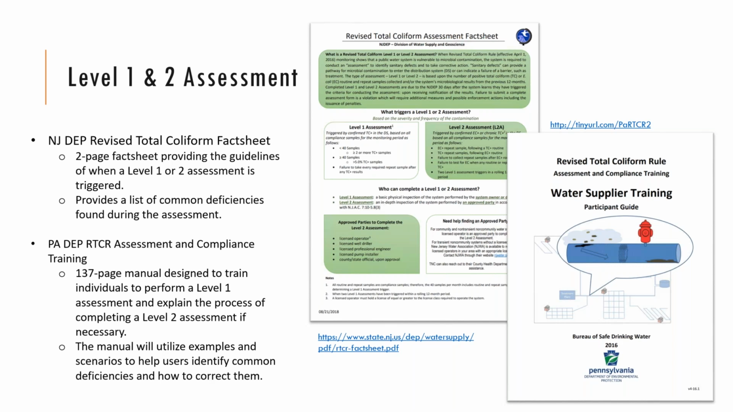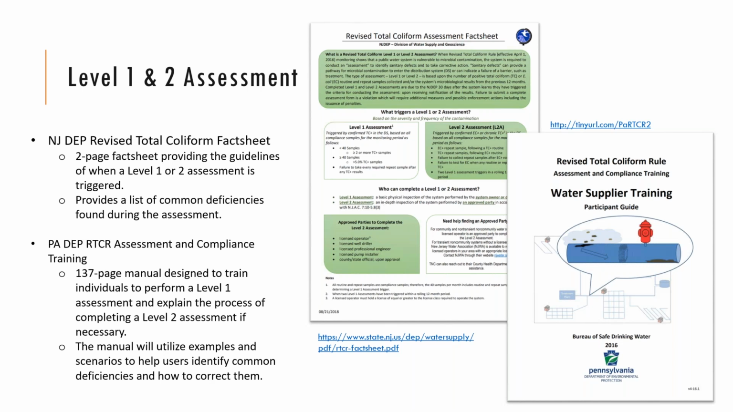So for New Jersey DEP, it has a 2-page fact sheet, which again goes over what causes a level 1 or 2 assessment. This is a short 2-page fact sheet, as I mentioned earlier, and includes a list of common deficiencies found during these assessments to help assessors get started. And if you look at the screenshot, again, it shows you why a level 1 or 2 assessment is required under the RTCR, what causes a level 1 or 2 assessment, and who is certified to complete a level 1 or 2 assessment. I don't have it shown here, but on the second page, there is a page that lists common deficiencies that are usually found upon doing an assessment.